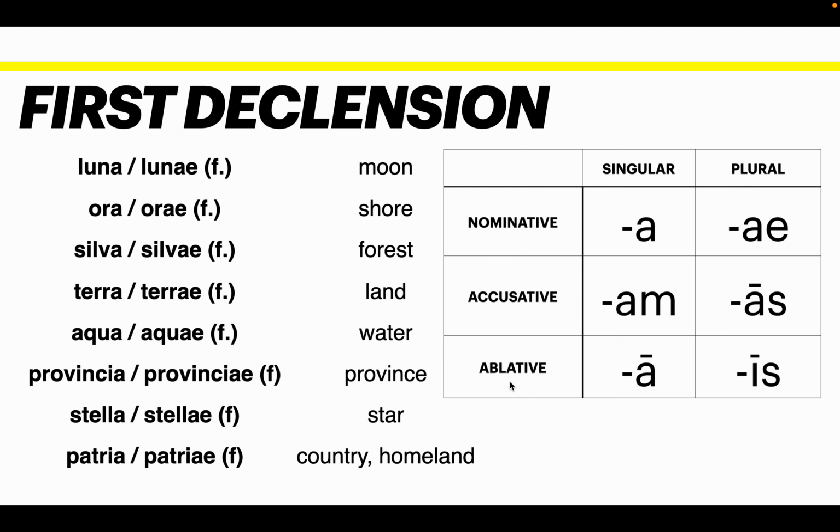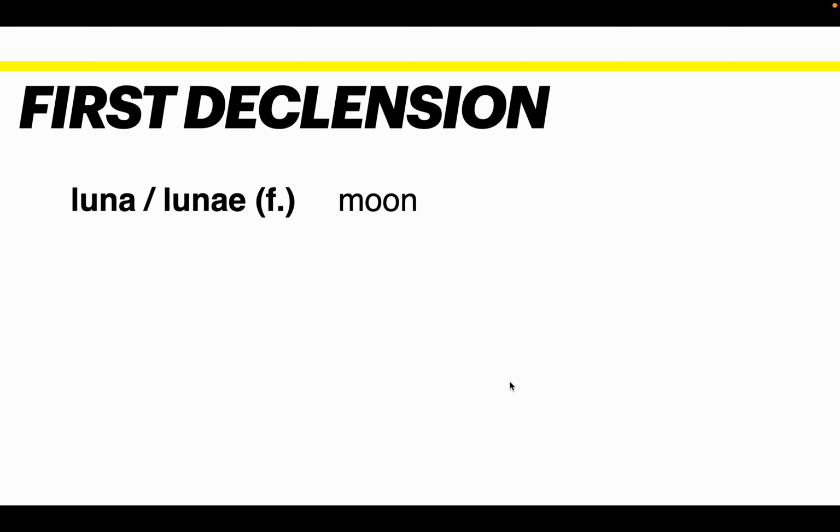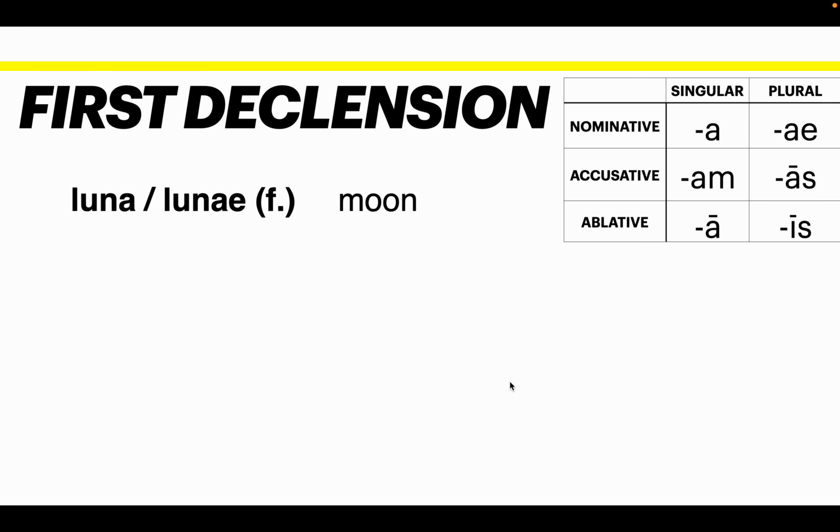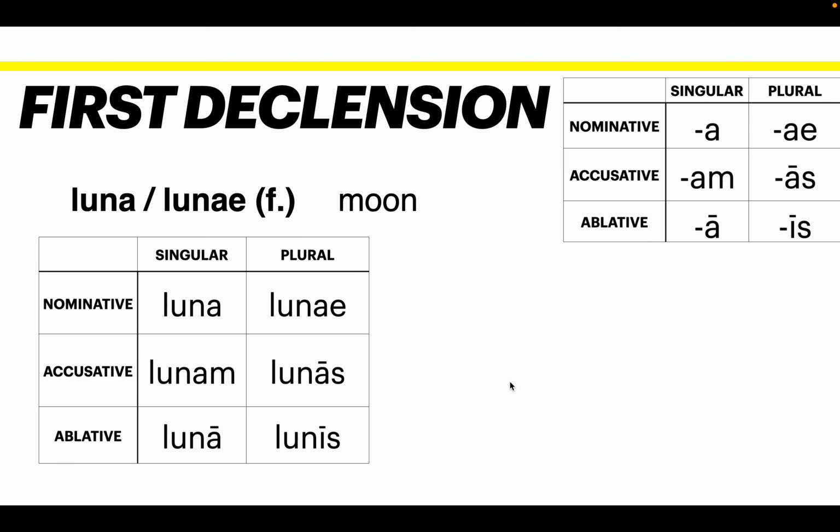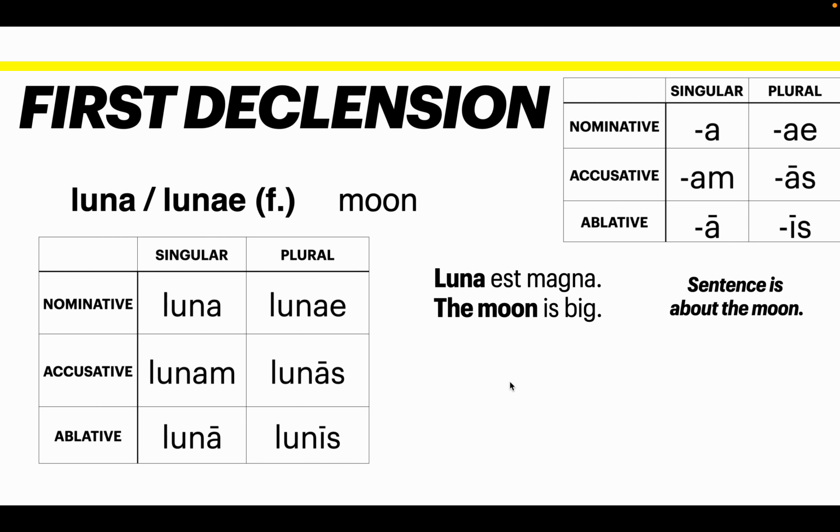So let's just take a quick look at some of these to show how it's used in practice. Let's take a look at moon. Here are our first declension endings, and this is what moon would look like when we put the endings onto them. So luna lunae, as the subject, would look something like this. The moon is big. Sentence is about the moon.